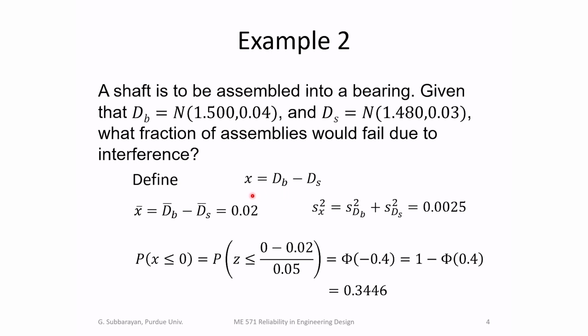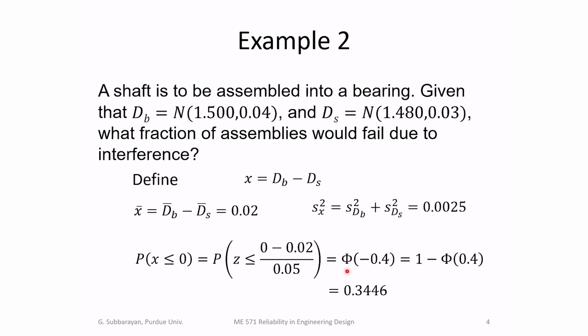As before, we define x as the diameter of the bearing minus the diameter of the shaft. The mean value, as before, is the difference in mean values, which is 0.02. And the variance, as before, is the sum of the variances of the bearing and the shaft, which is 0.0025. Now what we seek is the probability that x would be less than 0, which is interference. So the probability that x is less than 0 is the probability that z is less than (0 minus 0.02) divided by 0.05, 0.05 being the square root of 0.0025.